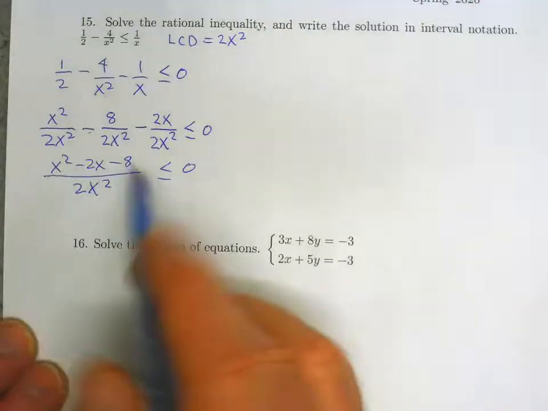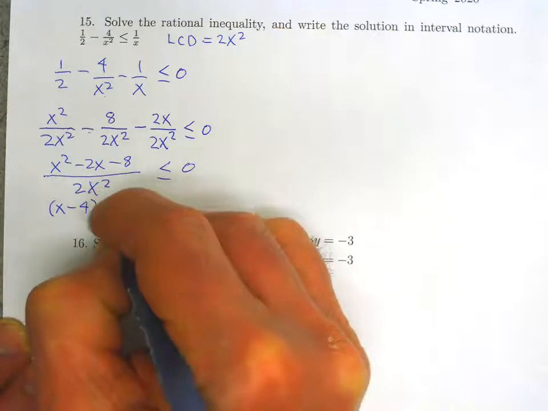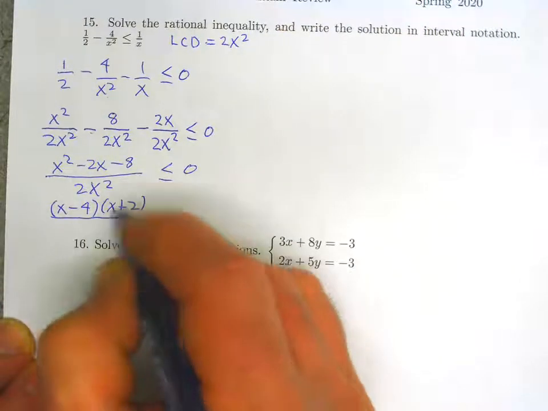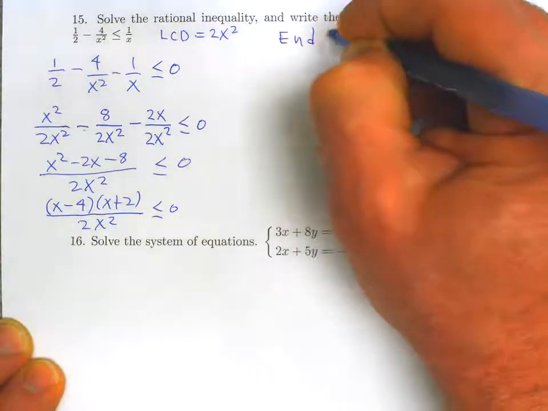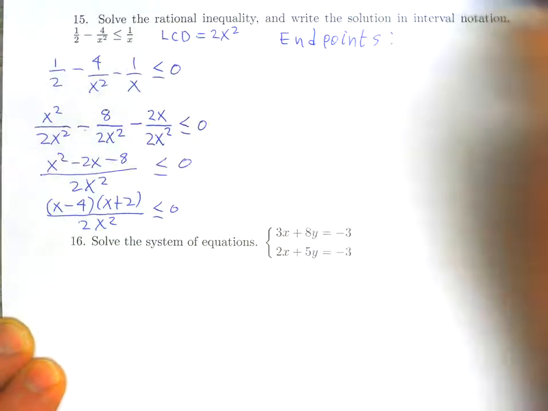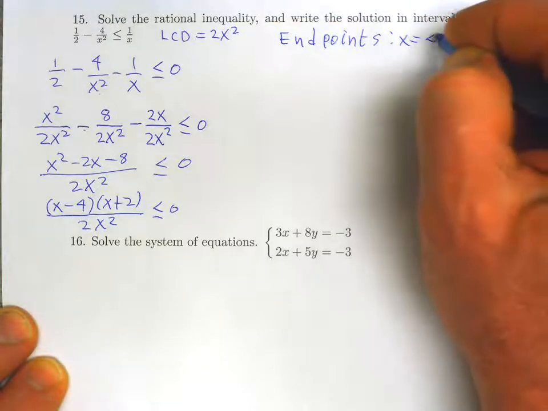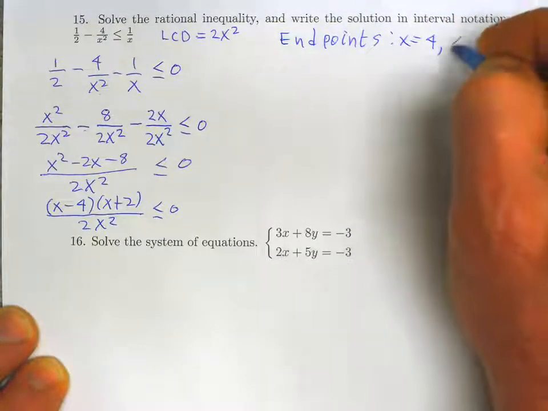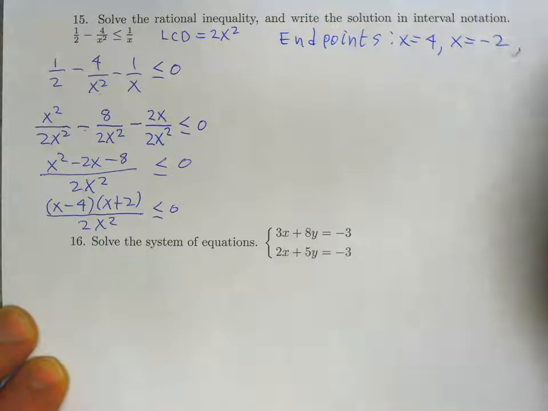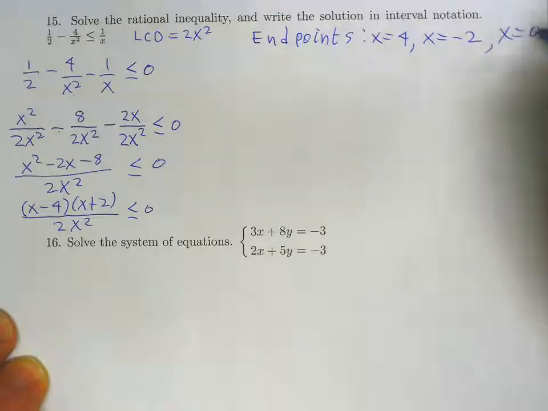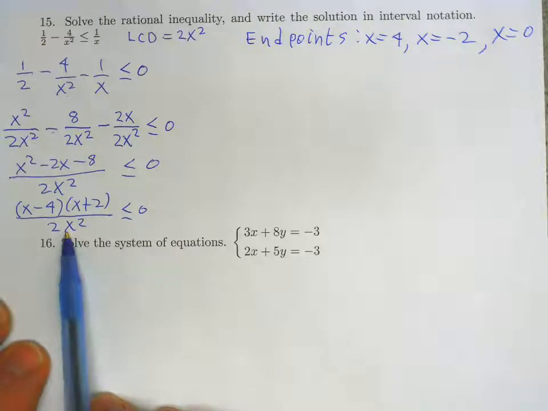And we can factor the numerator. The numerator, the two factors are x minus 4 and x plus 2. And so the endpoints: 4 is one of the x values that makes the numerator 0. Negative 2 is an x value that makes the numerator 0. And then x equals 0 is the x value that makes the denominator 0.